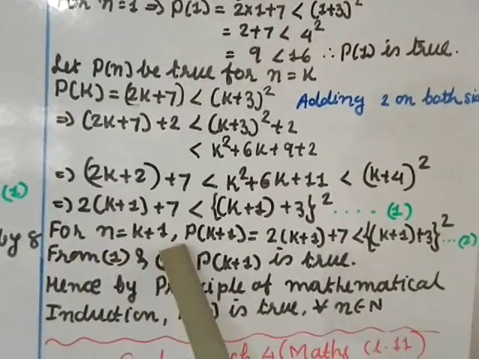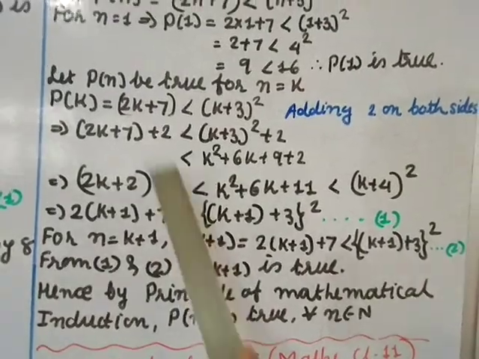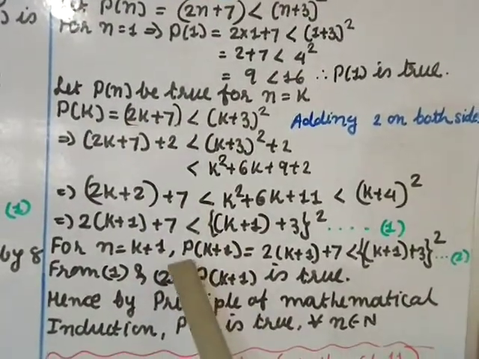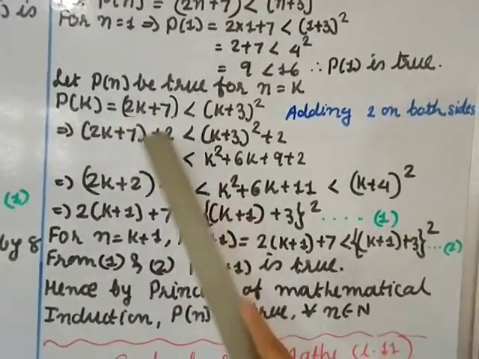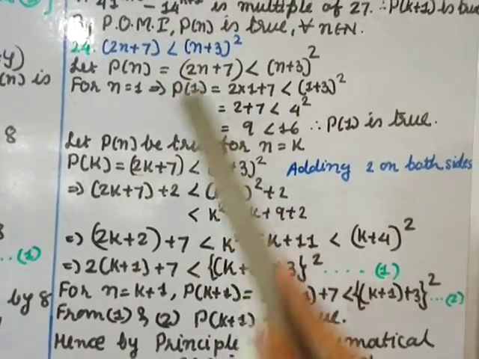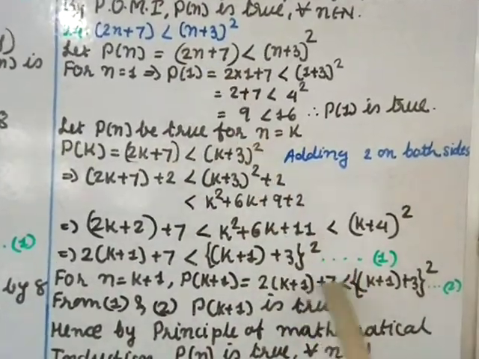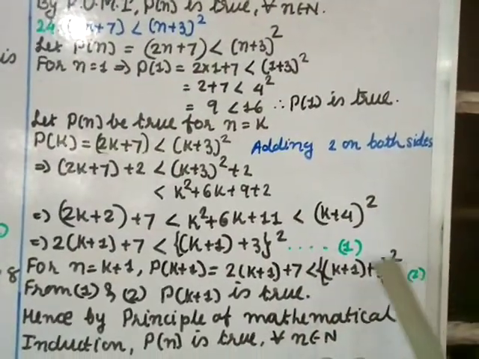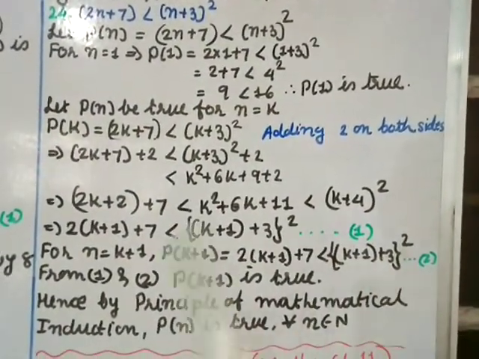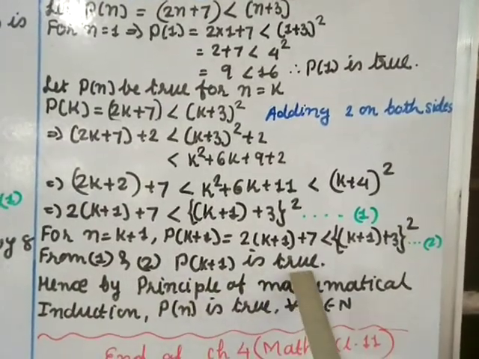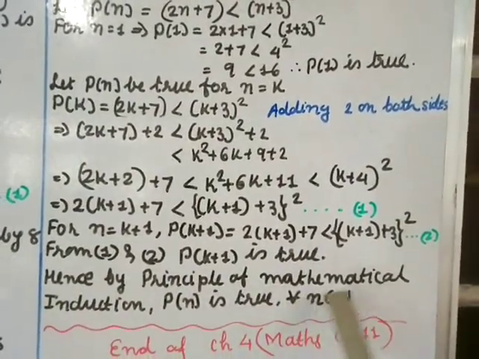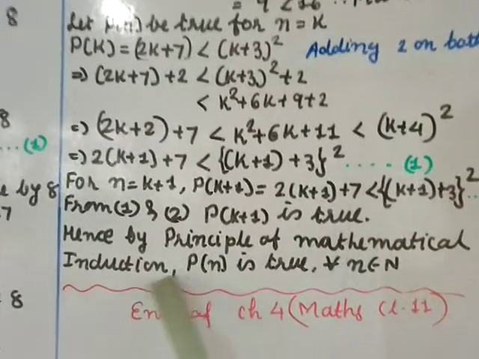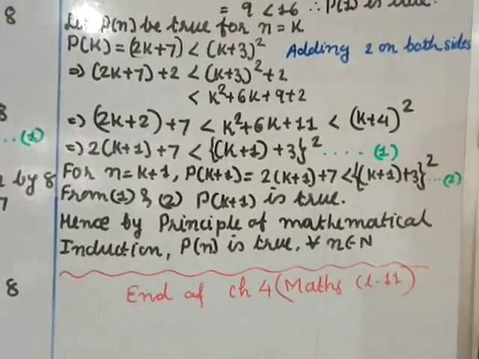For n equal to k plus 1, put instead of k, k plus 1. So Pk plus 1 is equal to 2, or instead of n also you can put 2 into k plus 1 plus 7 less than, instead of n, k plus 1 plus 3 whole square, equation number 2. Now you see 1 and 2 both are same, so you can say from 1 and 2 Pk plus 1 is true. Hence by principle of mathematical induction, Pn is true for all n belongs to capital N.